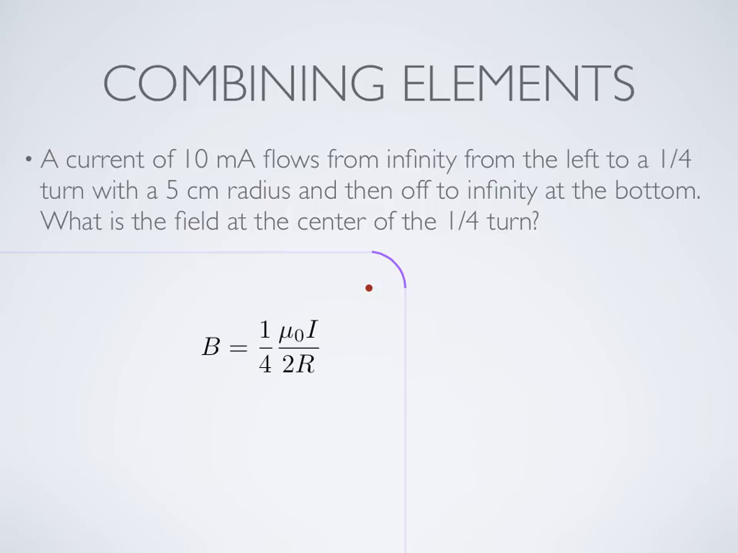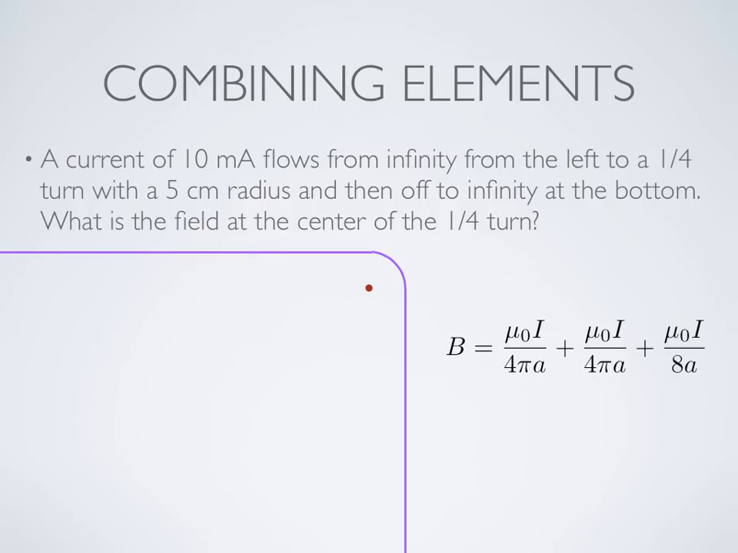Also notice that if the current is going around this loop in the clockwise direction, your thumb will be pointing into the screen if you follow your fingers around the loop. So this also points into the screen, just like the other two did. So I can add all three of these together. The segment from the left screen coming in, mu naught I over 4 pi a. The segment starting at the center and going off to infinity at the bottom, mu naught I over 4 pi a. And the quarter loop, mu naught I over 8a. Put those all together and I get what the total magnetic field is.